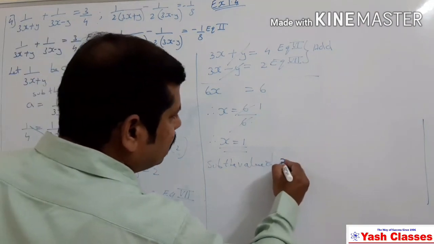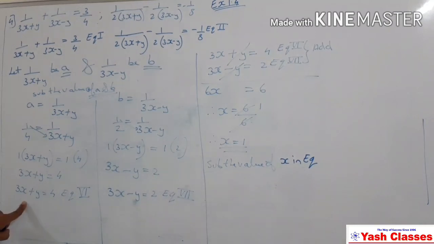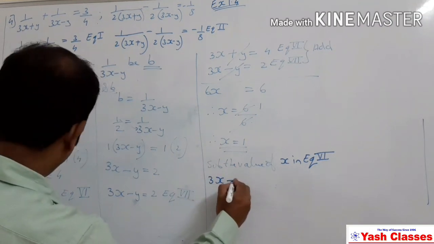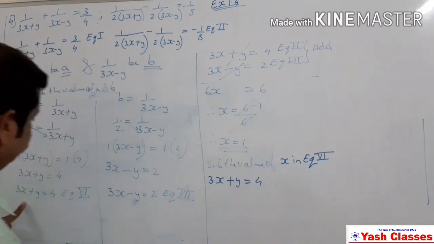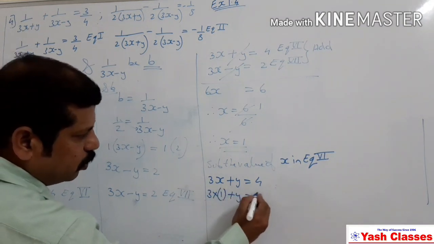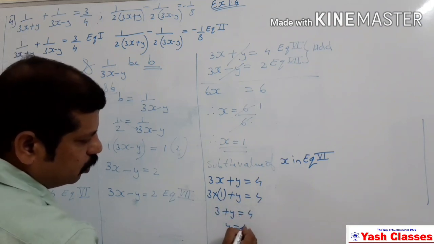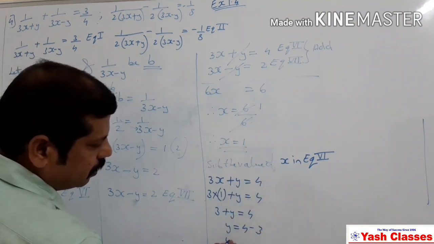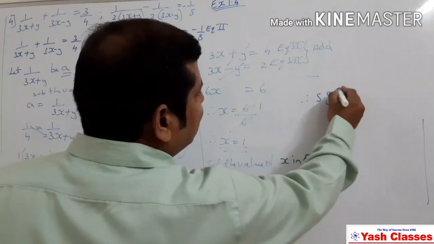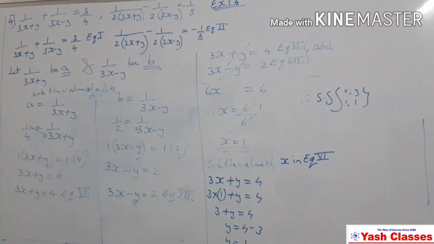Substitute the value of x in equation number, which one is easy? Sixth one. In equation number 6, see here, 3x plus y is equal to 4. 3, x we got 1, plus y is equal to 4. 3 ones are 3. 3 plus y is equal to 4. y is equal to 4 minus 3. 4 minus 3, 1. y is equal to 1. Therefore, solution set is equal to x and y, 1 and 1. We got 1 and 1.